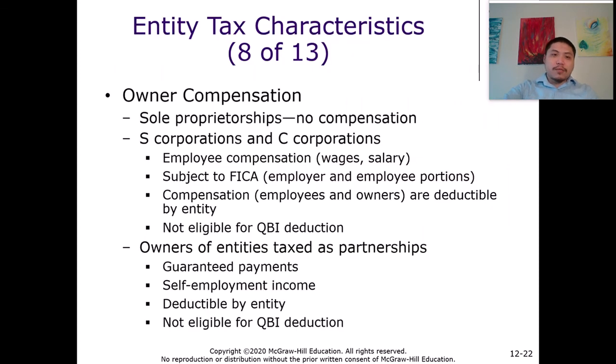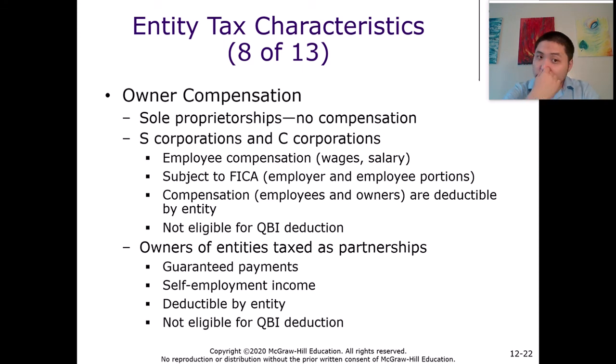All right. Let's talk about owner compensation. I think we kind of ran out of time, but let's try to push on. I think we don't have much left, and this chapter is not that long. So let's talk about owner compensation. How do these entities treat owner compensation differently?